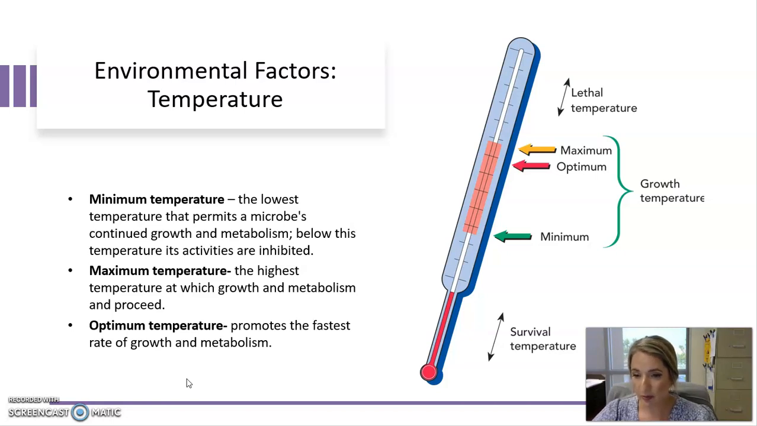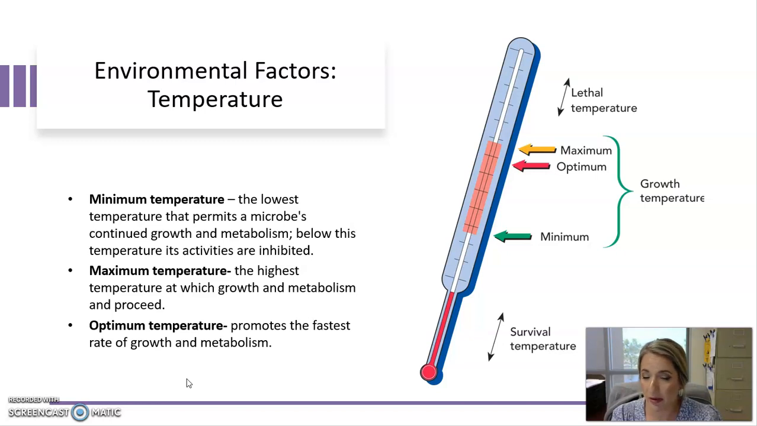There is also a maximum temperature. Maximum temperature is the highest temperature at which a bacterial cell can still grow and divide. If you go any higher than the maximum temperature, cell death usually occurs. So a lot of times if I'm working with bacteria, I want to know what their maximum temperature is so that when I go to sterilize the petri dishes in the autoclave, I make sure our autoclave gets above the bacteria's maximum temperature if I want to effectively kill them. But the maximum temperature is the highest temperature at which they can still grow and divide.